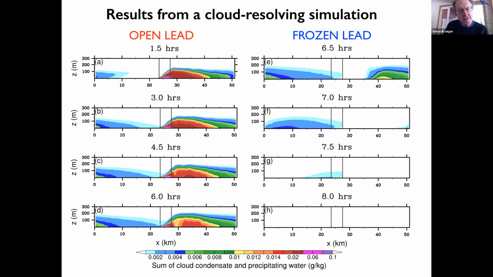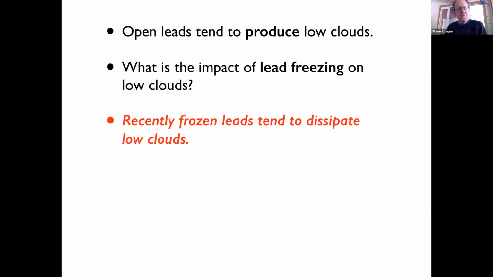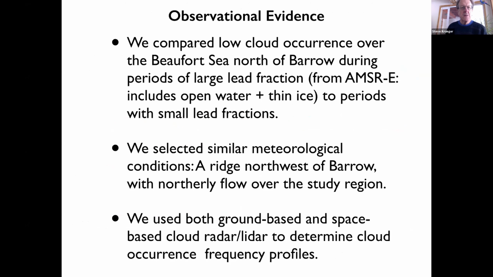The reason for this is that we've converted our lead from a source of heat and moisture into just a source of heat. Now that is desiccating the cloud, drying it out. We have a convective plume over the lead, which eliminates the cloud. Well, is there observational evidence of this?